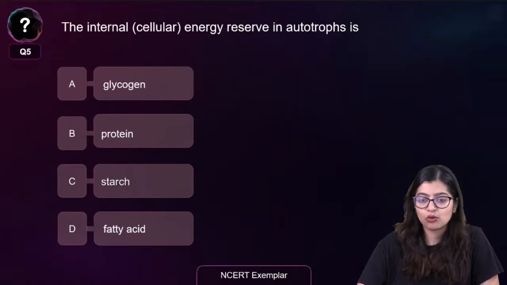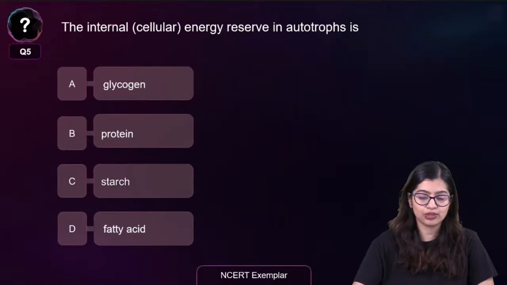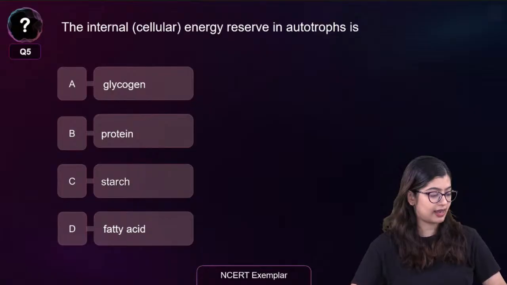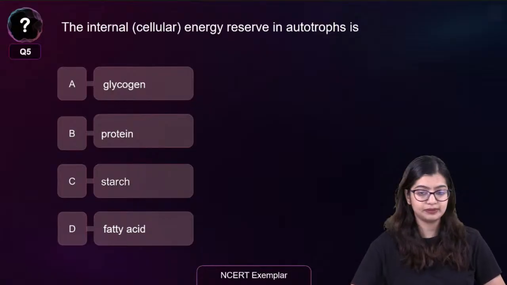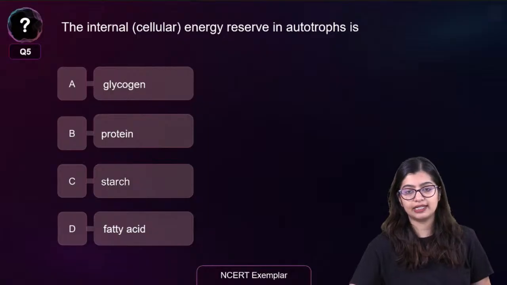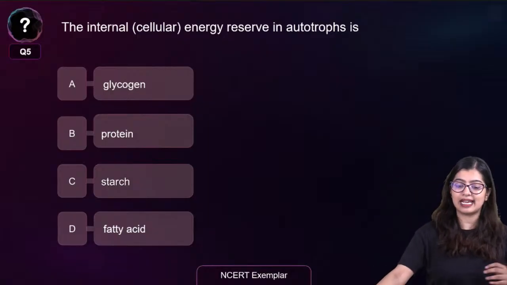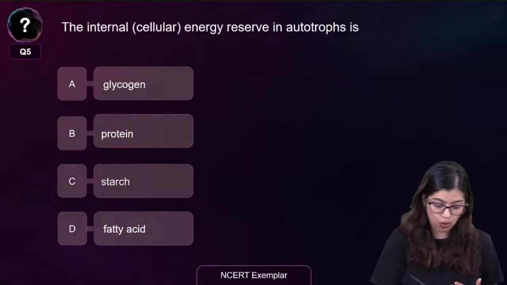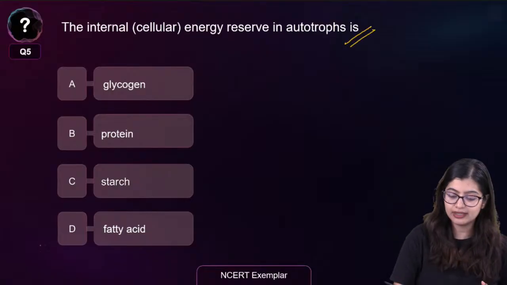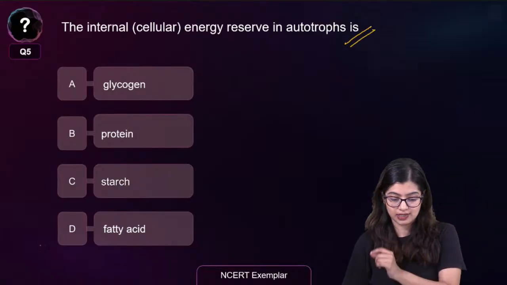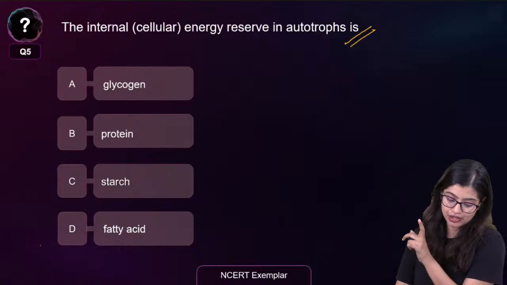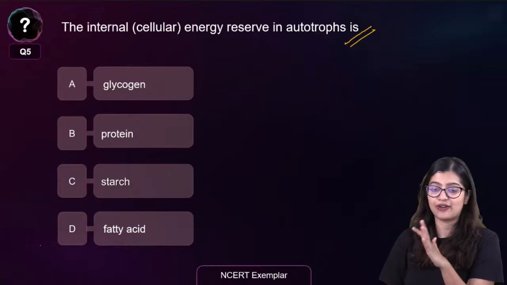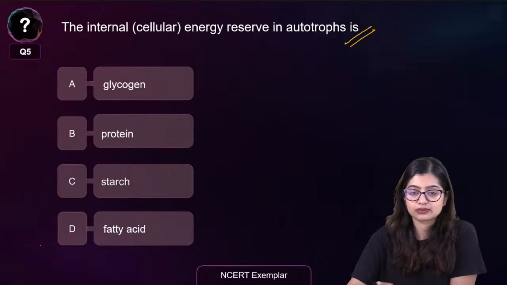Okay. Moving on to the next question, all of you. This is the first one which is going to be there. I'm going to quickly give you a poll. The internal cellular energy reserve in autotrophs is dash. Glycogen, protein, starch, fatty acid. Yes?